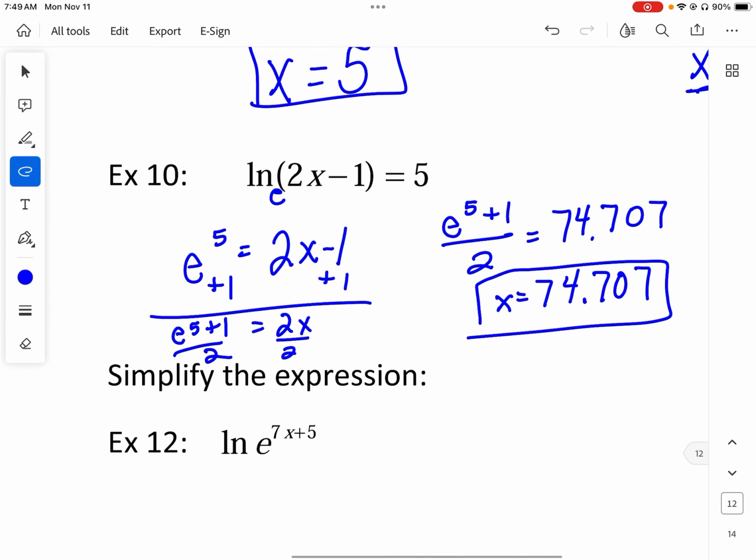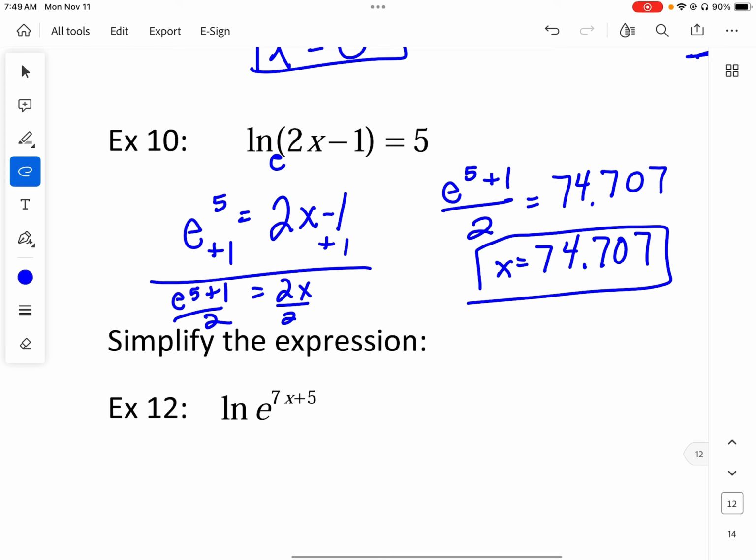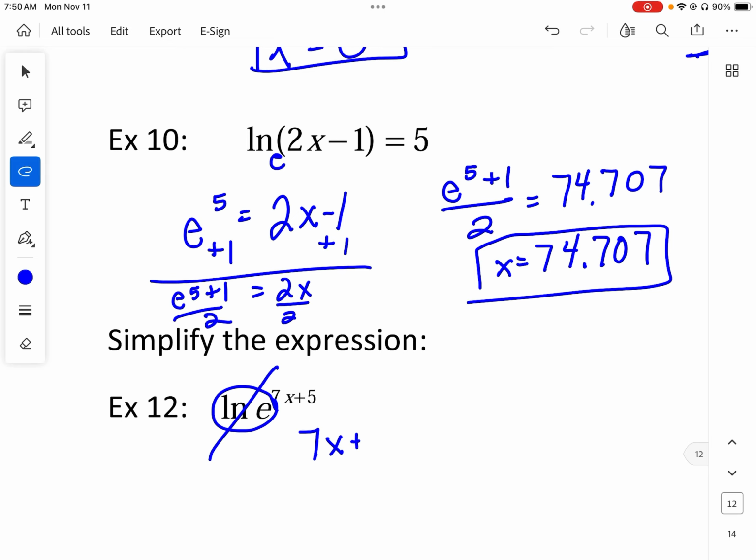Okay, the next one, it just wants us to simplify this. So ln e to the 7x plus 5. Remember when we have ln and e right beside each other, they end up canceling. So this is just 7x plus 5. So we are simplifying the expression.